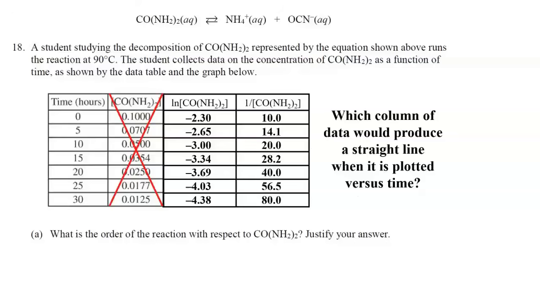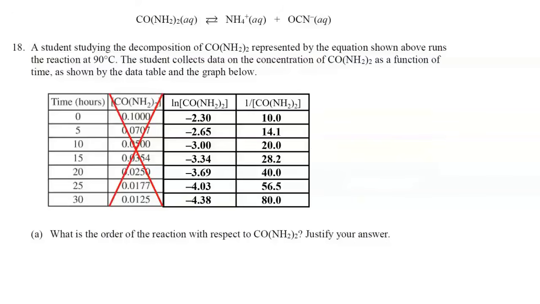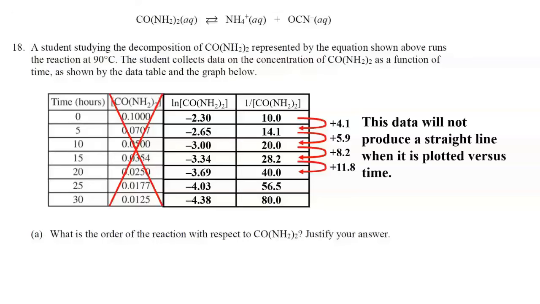Let's take a look at the reciprocal of the concentration. So every 5 hours, we have a new data point. Going from 10 to 14.1, that's a difference of 4.1. Going from 14.1 to 20, that's a difference of 5.9. Going from 20 to 28.2, that's a difference of 8.2. Going from 28.2 to 40, that's a difference of 11.8. Hopefully you can see that if you were to plot that data with reciprocal of concentration on the y-axis and time in hours on the x-axis, you would not get a straight line.